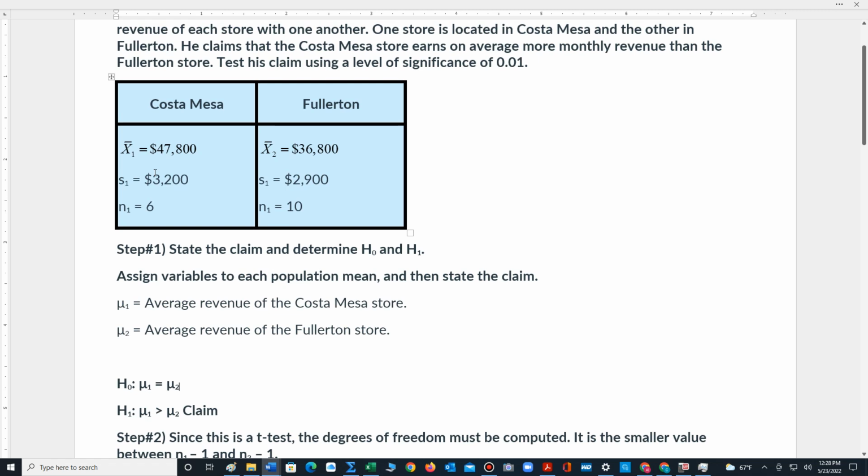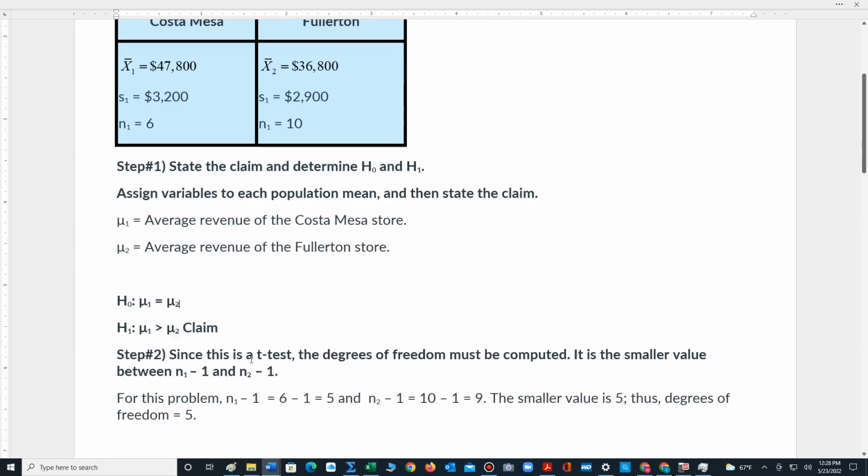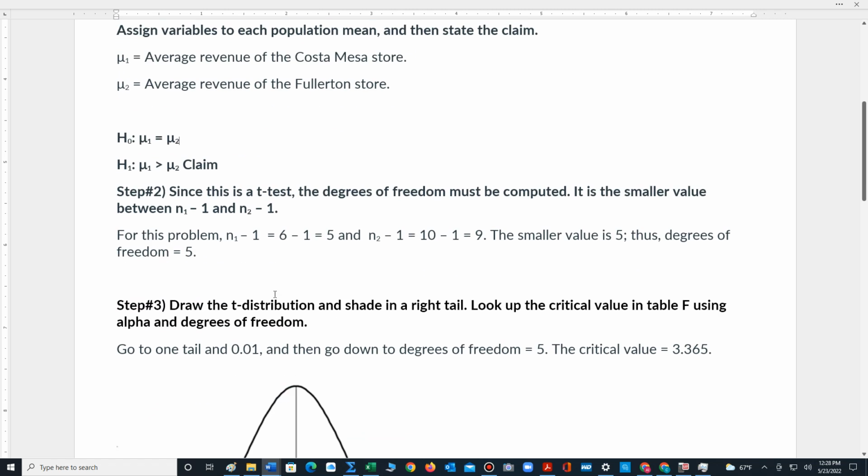This is a t-test because we are given the two sample standard deviations. So the next step when performing the t-test is to find degrees of freedom. It's the smaller value between n1 minus 1 and n2 minus 1. So in this problem, n1 minus 1 is 6 minus 1, which is 5. n2 minus 1, 10 minus 1 is 9. The smaller value is 5, thus degrees of freedom is 5.